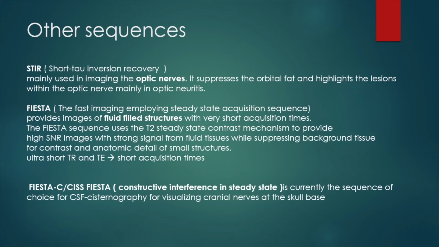Other sequences which we use include short tau inversion recovery, STIR. It is mainly used in imaging the optic nerves. It suppresses the orbital fat and highlights the lesion within the optic nerve, mainly in optic neuritis. Another sequence is FIESTA, fast imaging employing steady state acquisition. It provides images of fluid-filled structures with short acquisition times. The FIESTA sequence uses the T2 steady state contrast mechanism to provide high SNR images with strong signals from fluid tissues while suppressing the background tissue, for contrast and anatomical details of small structures.